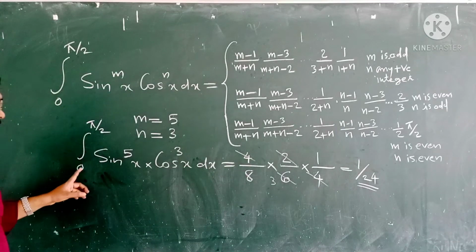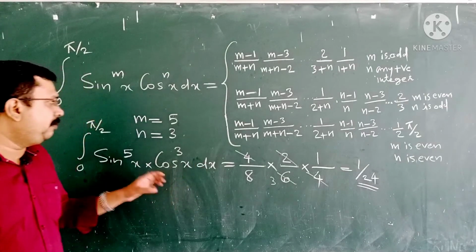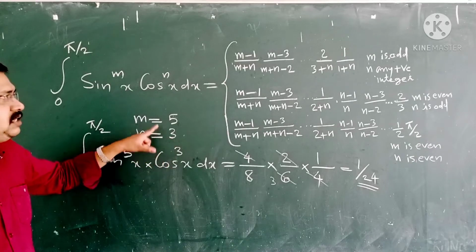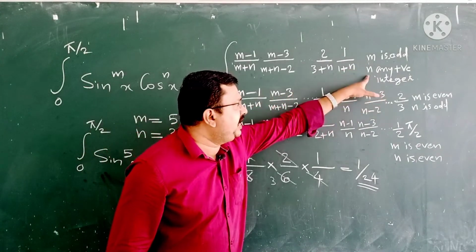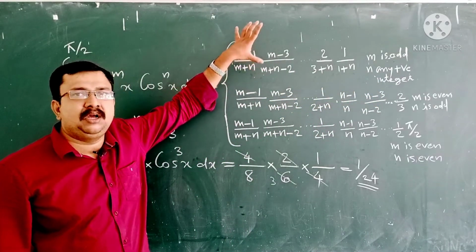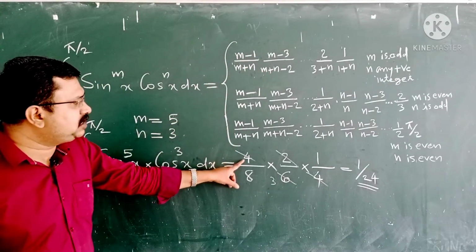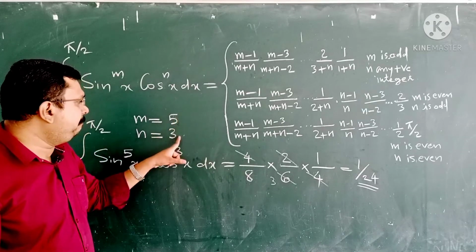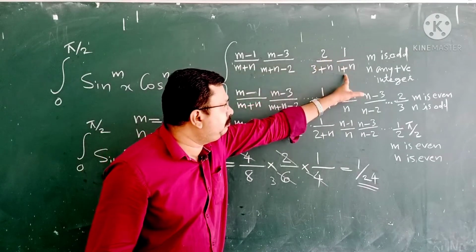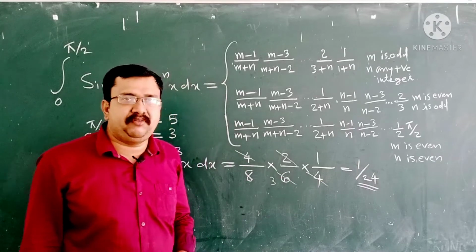Look at that. Here the integral from 0 to pi by 2 of sin^5 x into cos^3 x dx. Remember that here m equals 5 and n equals 3. That means m is an odd number, n is any positive integer. Then we may take the first case as our answer. First case is (m minus 1) by (m plus n). M is 5, 5 minus 1 is 4, divided by m plus n, 5 plus 3, that is 8, into the last term 1 by (1 plus n), 1 by 4. Therefore, our final answer is 1 by 24. Please write it down.